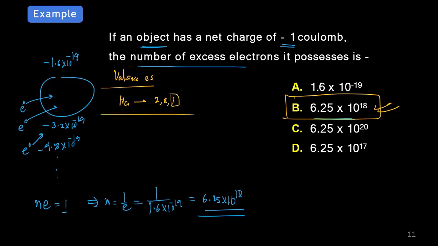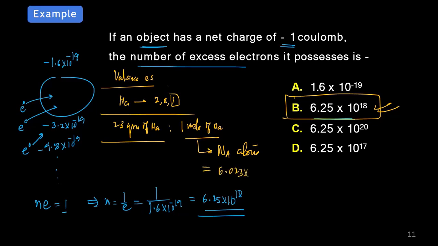If I consider 23 grams of sodium, that is 1 mole of sodium. So 1 mole of sodium consists of how many atoms? Avogadro number of atoms, Na atoms. So Na is 6.023 × 10^23. So this many atoms are there in 23 grams of sodium, and one atom has only one valence electron. That means there are 6.023 × 10^23 valence electrons.